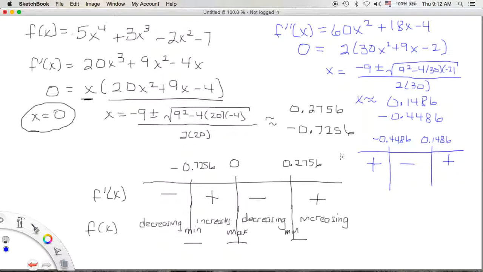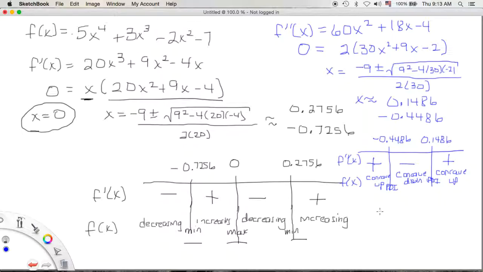So what does that mean? The second derivative is positive and then negative and then positive. Well, for the function, what that means is this is concave up. The function is concave up for that section. Then we have a point of inflection. Then the function is concave down. And then we have another point of inflection. And then it's concave up again.